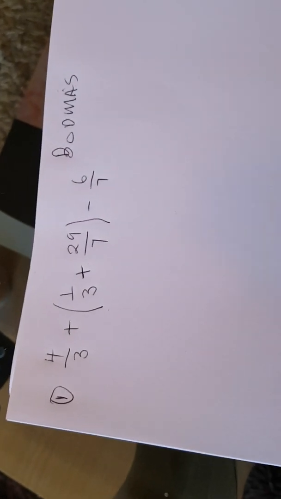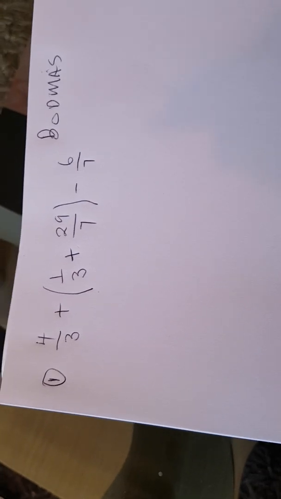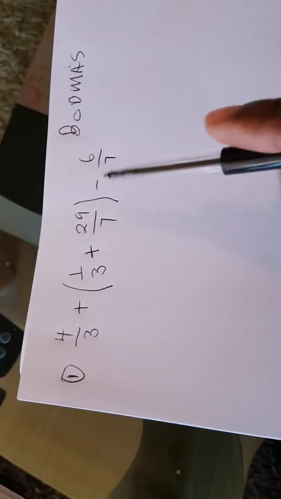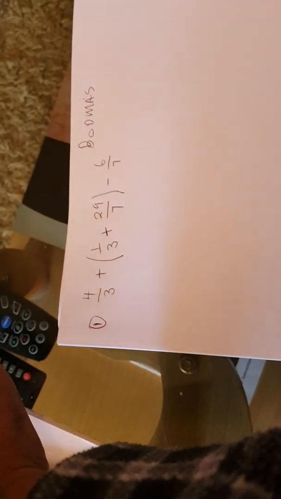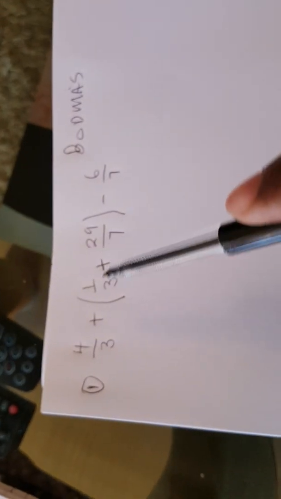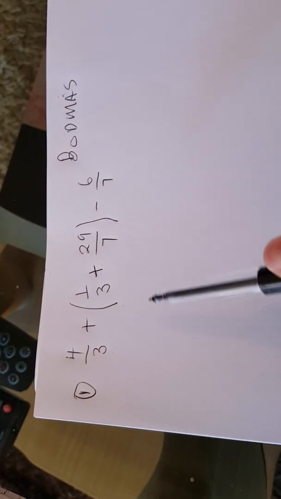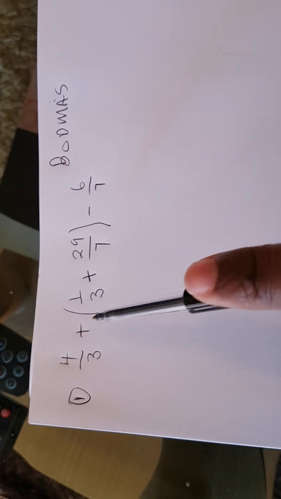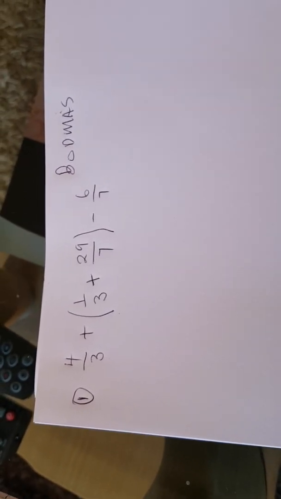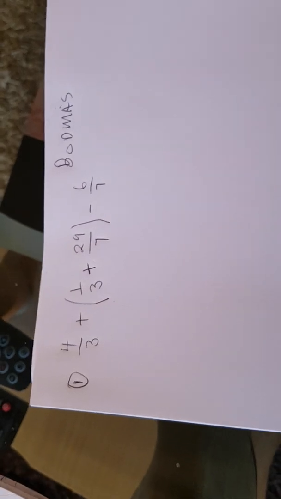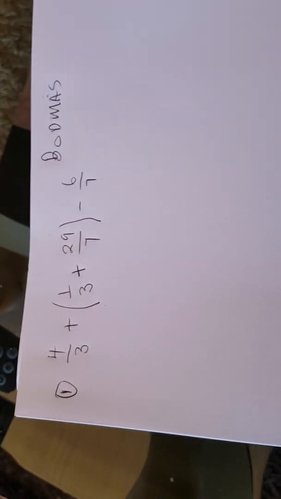So for those who are using Casio, you don't have to start with anything. What you have to do is to make sure that you convert this one to improper, and then after that you just enter all the figures in your calculator: 4 over 3 plus open bracket fraction 1 over 3 plus, and then the Casio will give you the answer. So because I'm not using a Casio, I'm going to do it manually.